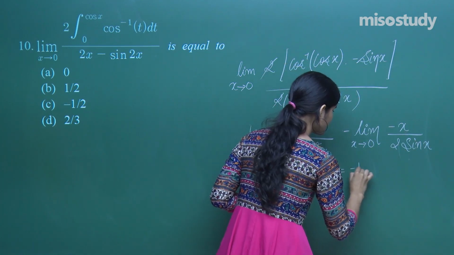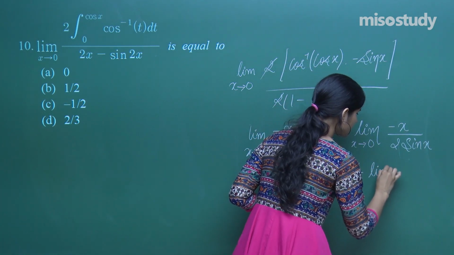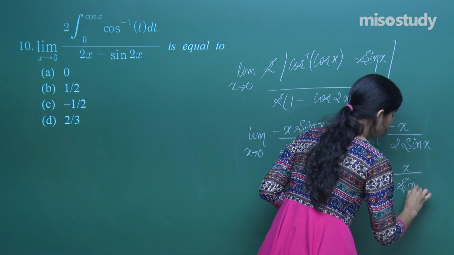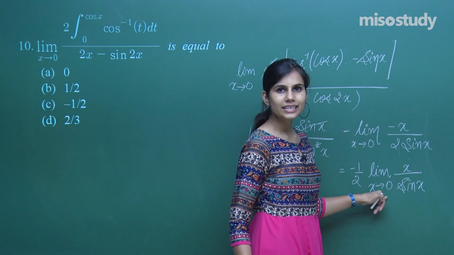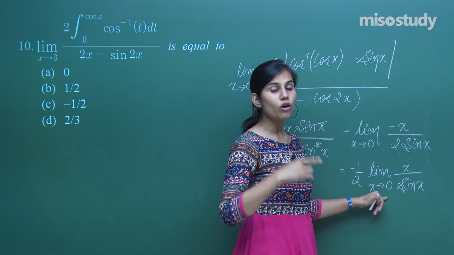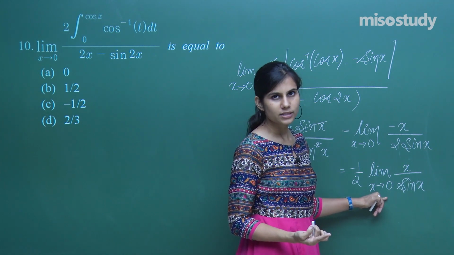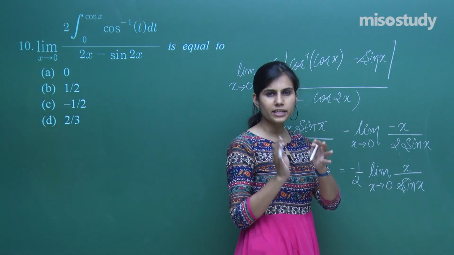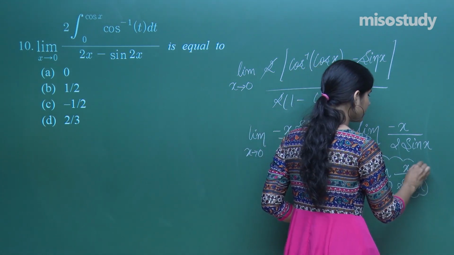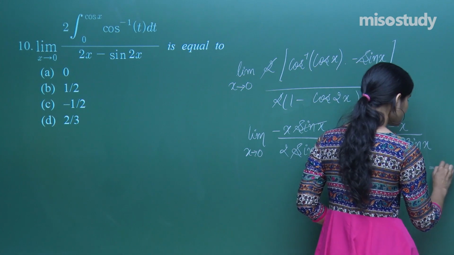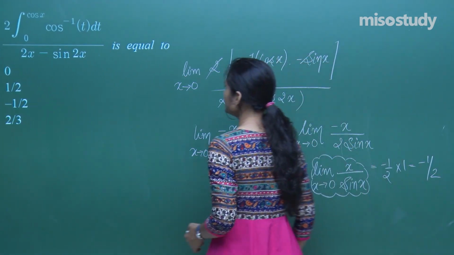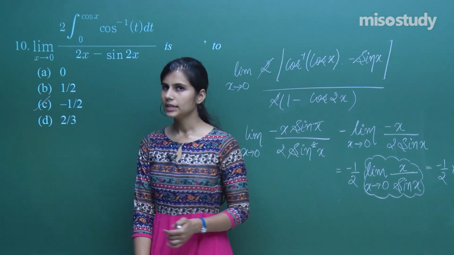Right? This is minus 1 by 2 outside, it's constant. Limit x tends to 0, x upon sin x. Now you know that as x approaches 0, sin x approaches x. The graph of sin x becomes almost equal to the graph of y equals x when x is approaching 0, when it is very, very close to 0. So this eventually comes out to be equal to 1. If this comes out to be equal to 1, your answer is minus 1 by 2. That is the limit.